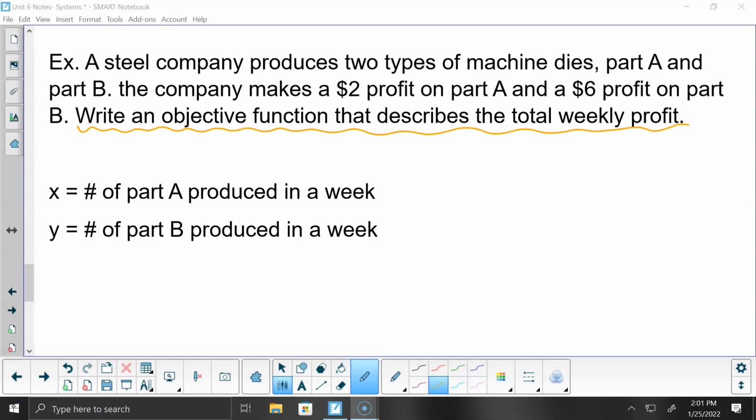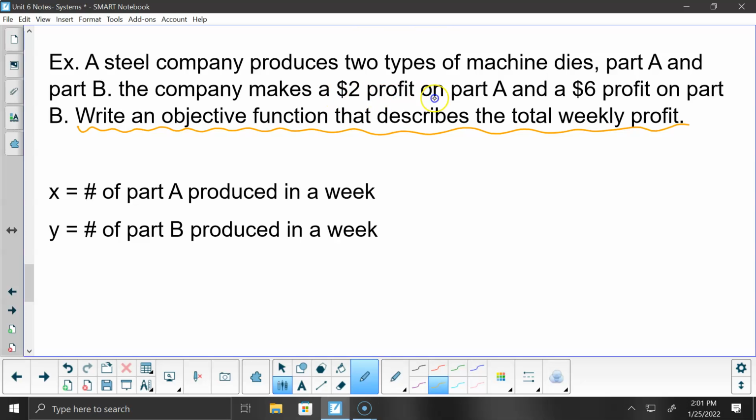So for this, the biggest thing that I really care about is they make $2 profit for part A, and they make $6 profit on part B. And then it'll tell you either in the actual paragraph or off to the side, make X for part A, make Y for part B. All right. Ready to make a profit function? No, not yet. Okay. No, I'll do it with you.